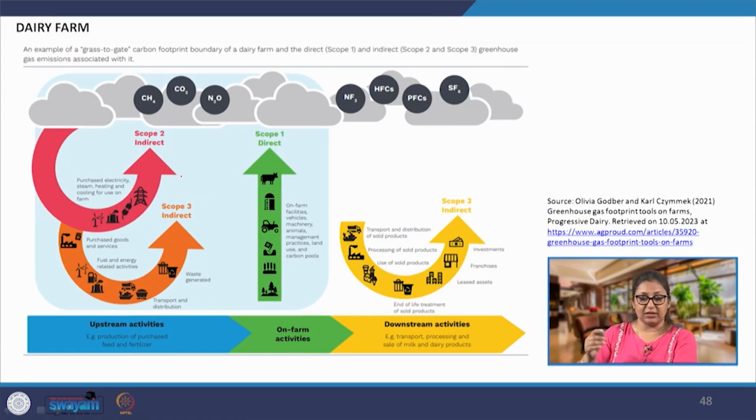Let us look at another one. This is for a dairy farm, and this is a grass to gate carbon footprint kind of boundary, where a farm has multiple different types of components which are put together. So, there is farming which is happening on the farm. There could be certain carbon sink in the form of a grove or a little forest on the farm itself. There are animals, there are organic waste products which are there as part of the dairy practice.